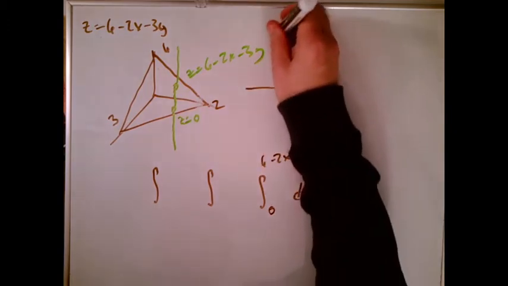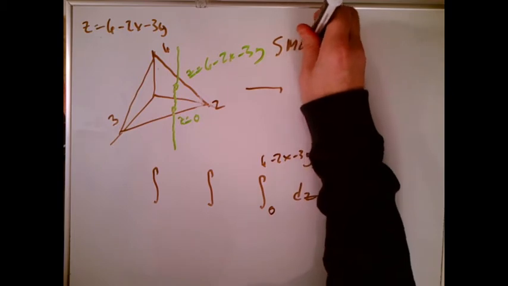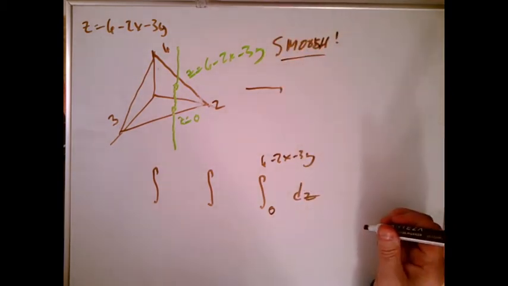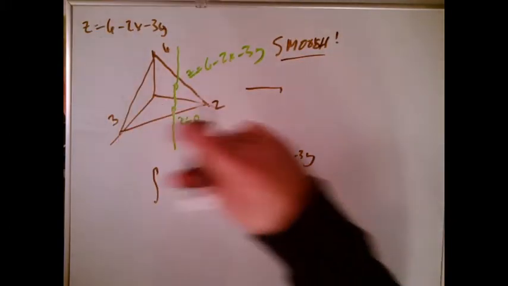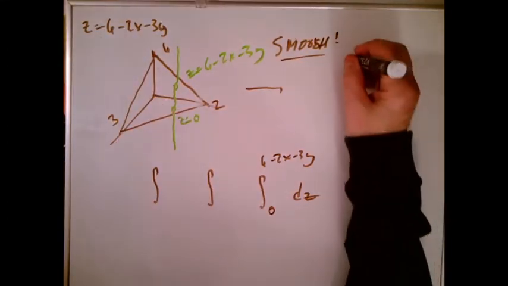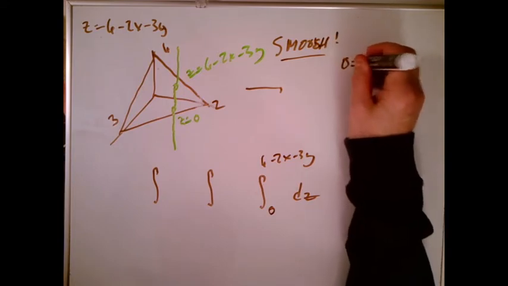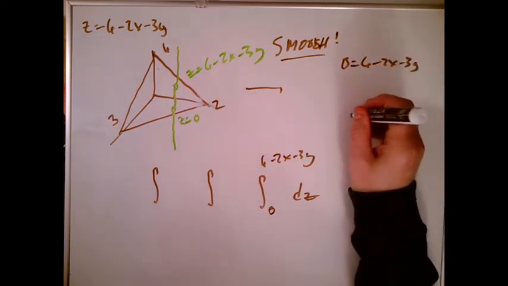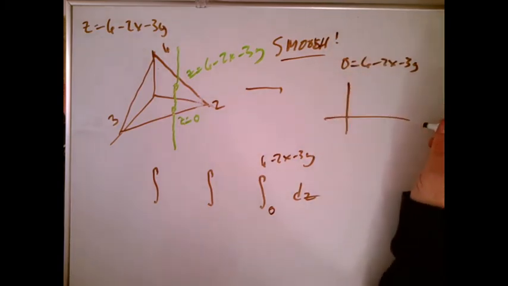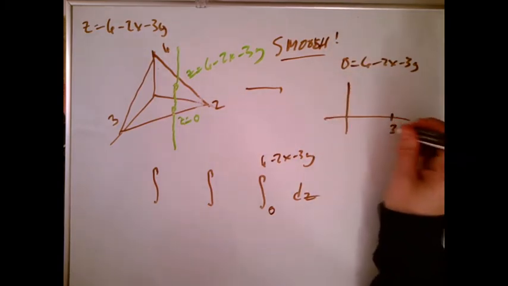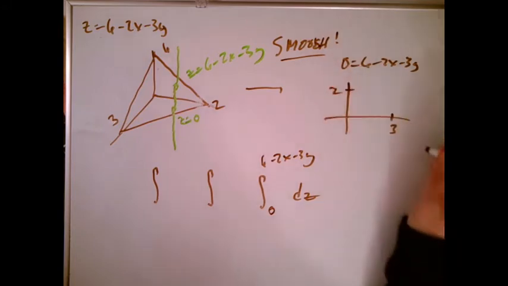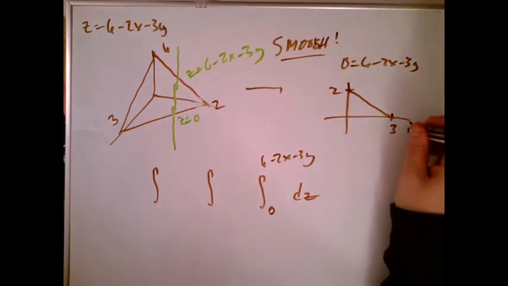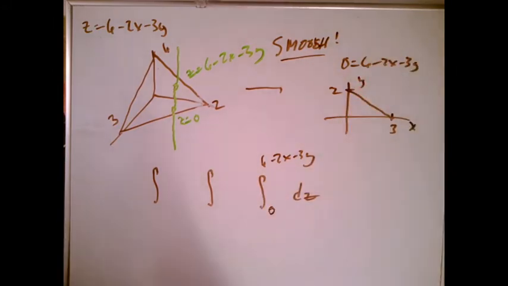Then there's supposed to be smushing going on. When I smush, I'm smushing from above because we're smushing the z values down to 0. And all we're going to see is the line 0 equals 6 minus 2x minus 3y. And we can actually do the intercepts there, although we already see them. There's 3. There's 2, like that. We can go like this. I can smush in either direction. I can chop in either direction.